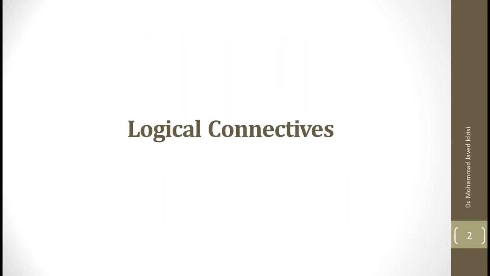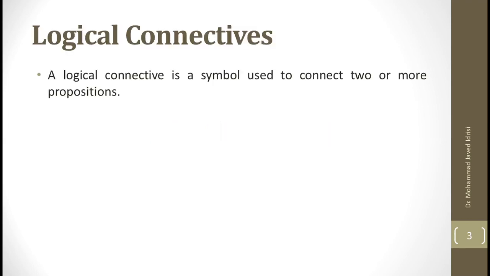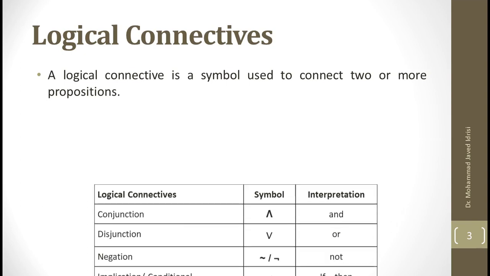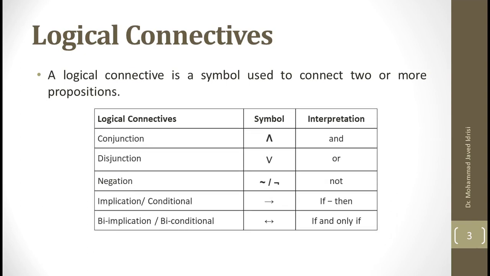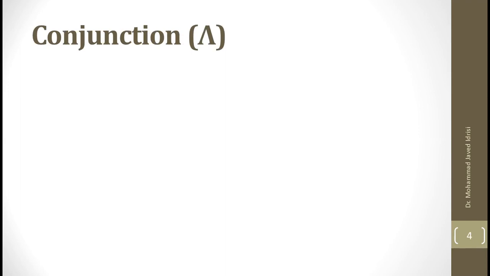This video is about logical connectives. A logical connective is a symbol used to connect two or more propositions. There are basically five types of logical connectives: conjunction, disjunction, negation, implication or conditional, bi-implication or biconditional. So let's start with conjunction logic.